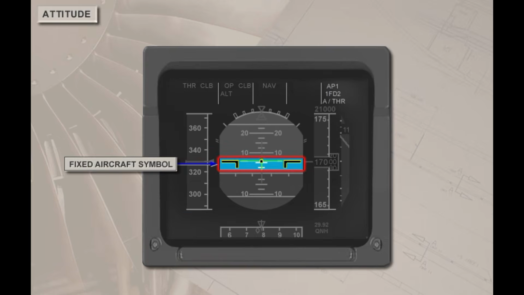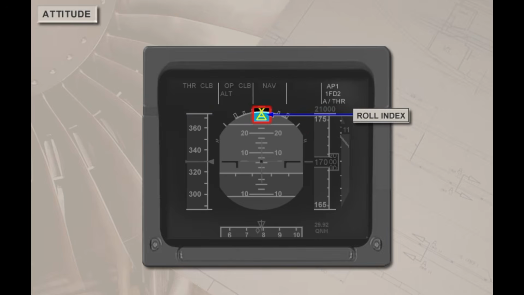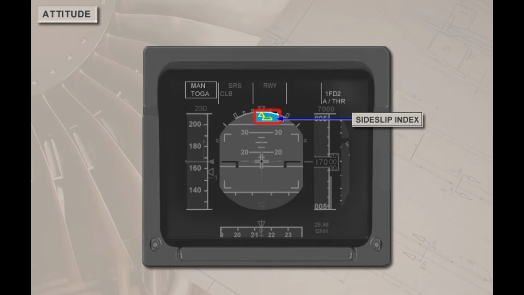The fixed aircraft symbol is black with a yellow outline and represents the aircraft relative to the horizon. The roll scale is white and has markers to indicate 0, 10, 20, 30, and 45 degrees of bank. The roll index is yellow. The top part of the pointer indicates the bank angle. The side slip index is the lower trapezoidal part of the pointer that can move independently from the roll index. On the ground, it represents the aircraft's lateral acceleration, and in the air, it represents side slip. The color of the side slip index will change from yellow to blue in the case of an engine failure.